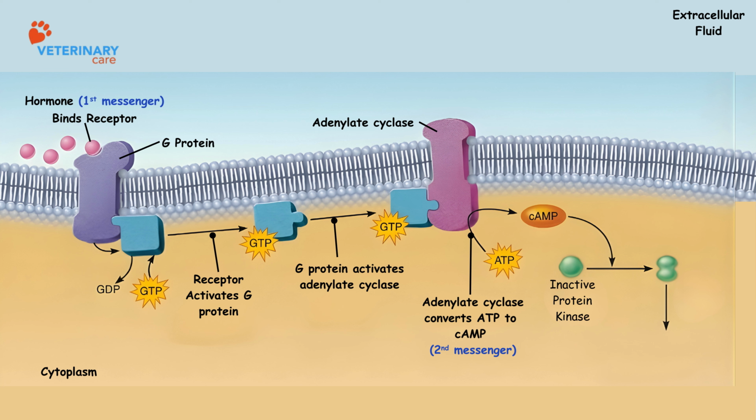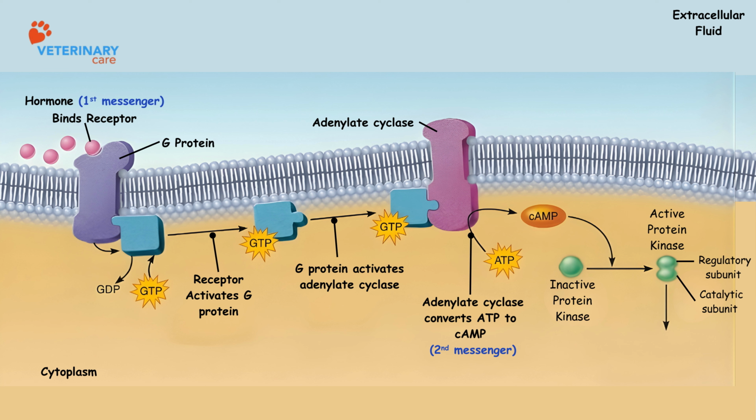cAMP is known as the second messenger because it carries the signal inside the cell, while the hormone itself is considered the first messenger. Without cAMP, the downstream cellular responses cannot occur. Once cAMP is formed, it activates enzymes called protein kinases that are present in the cytoplasm. These protein kinases have two parts, a regulatory subunit and a catalytic subunit. When cAMP binds to the regulatory part, the catalytic part becomes active.